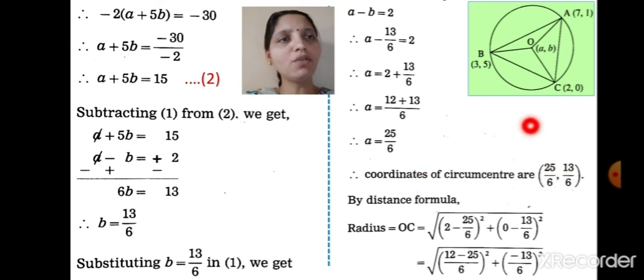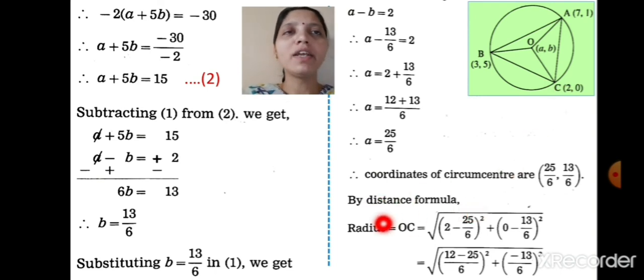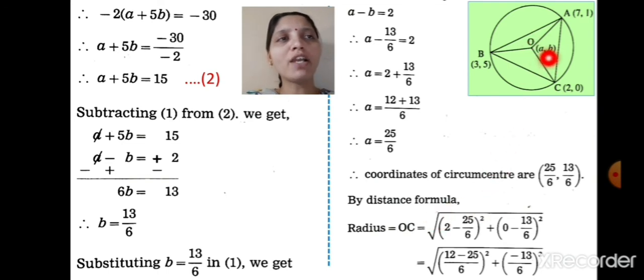Now we have to find out the radius of this circumcircle. So what is the radius? Radius is nothing but distance of OC. So let's find out by distance formula. Radius is equal to OC is equal to square root of, now substitute the values of a and 2, and then we will substitute the values of b and 0. So (2 minus 25 upon 6) whole square plus (0 minus 13 upon 6) whole square. Therefore square root of, now make the denominator same and then you have to do the subtraction. So you will get here (12 minus 25 upon 6) whole square plus (minus 13 upon 6) whole square.